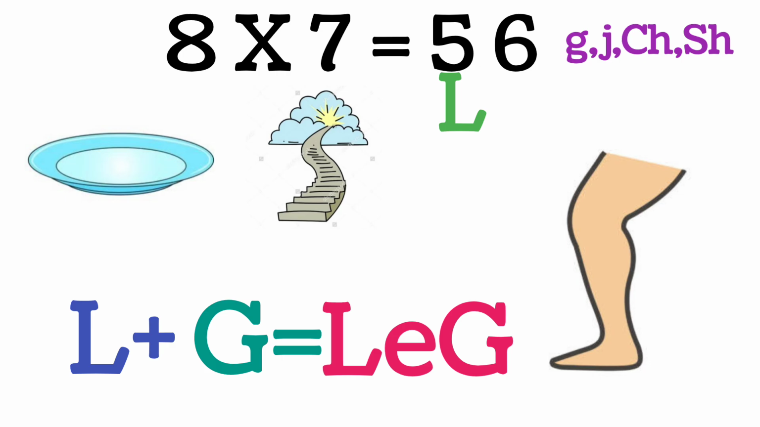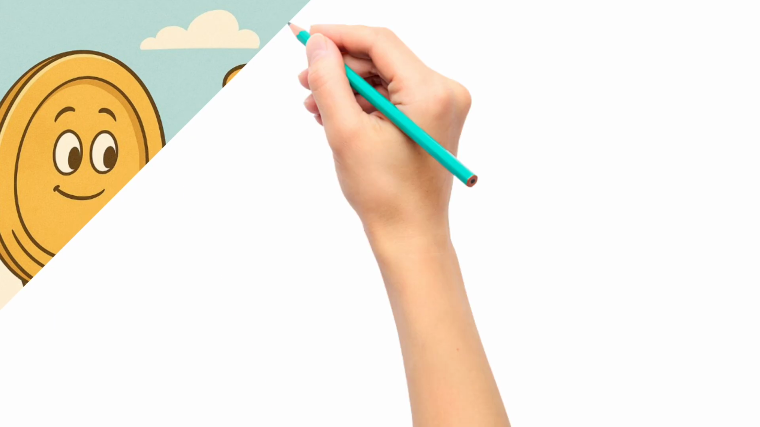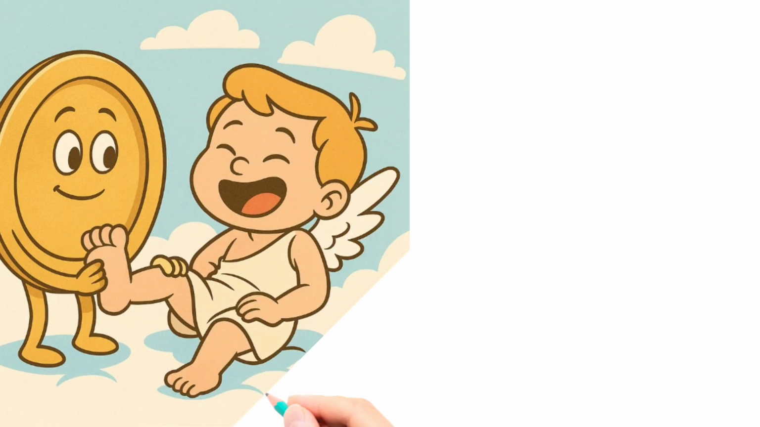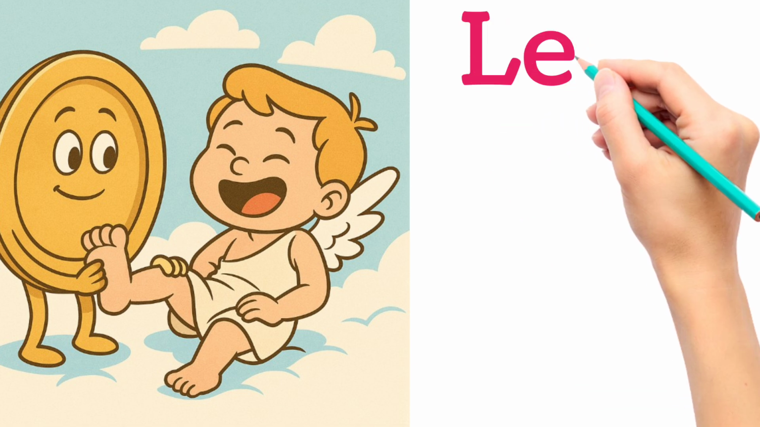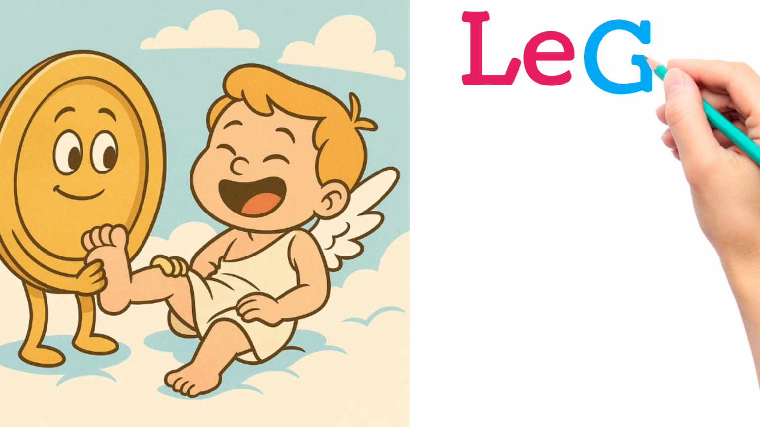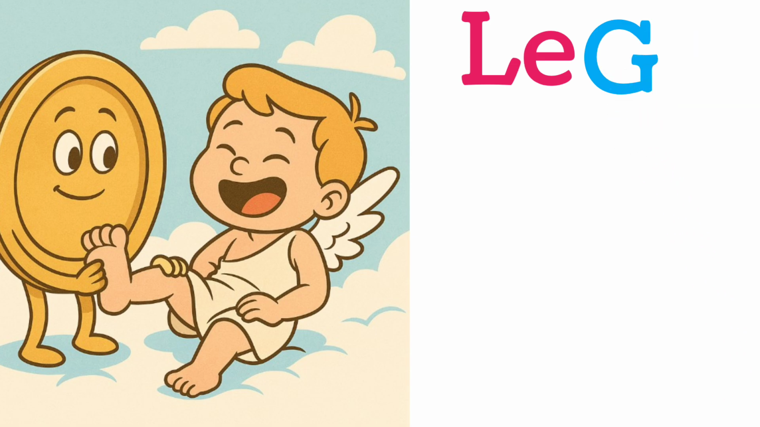Now imagine, children, in heaven there's a shining golden plate. That plate is tickling a baby angel's leg. The little angel giggles and laughs, saying, "Hee hee, stop it, stop tickling my leg." And then the plate says, "First say 8 stable properly." Everyone in heaven starts laughing together.